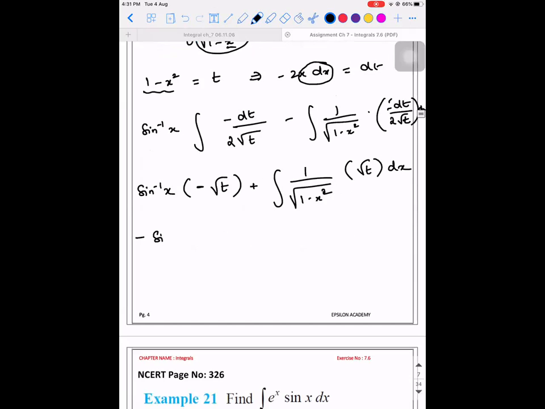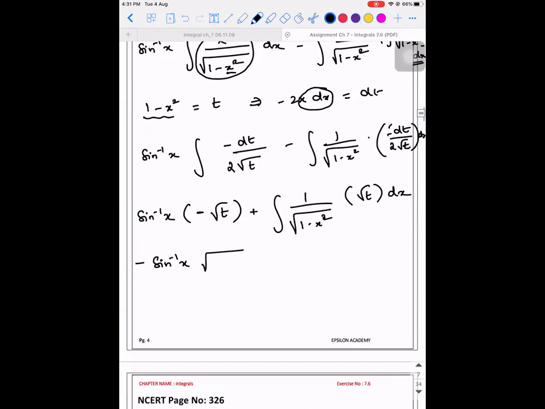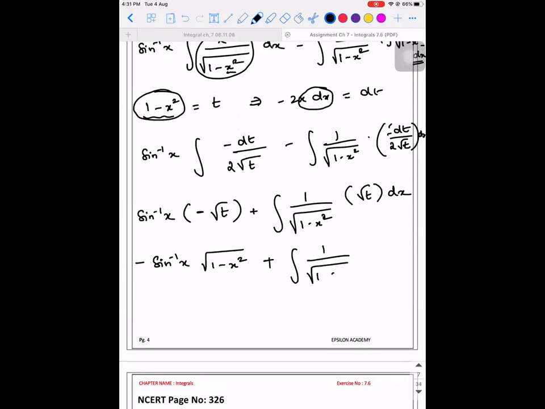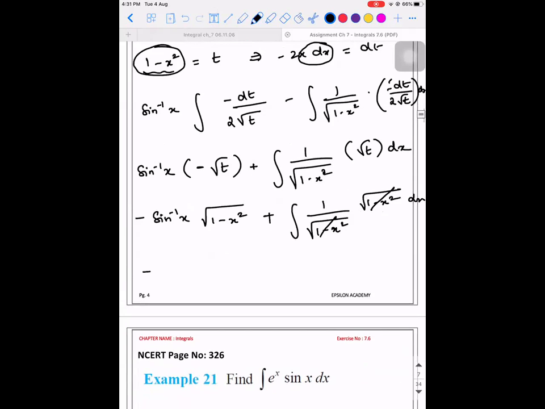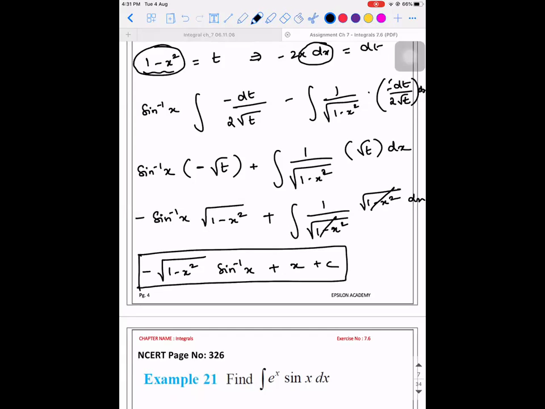So minus sine inverse x into root of, in the place of t, I can substitute back 1 minus x square, plus integral of 1 divided by root of 1 minus x square into root of 1 minus x square dx. This and this will get cancelled. So minus root of 1 minus x square sine inverse x plus integral of 1 dx is x plus c. Can I write it like this? So this will be the required answer.